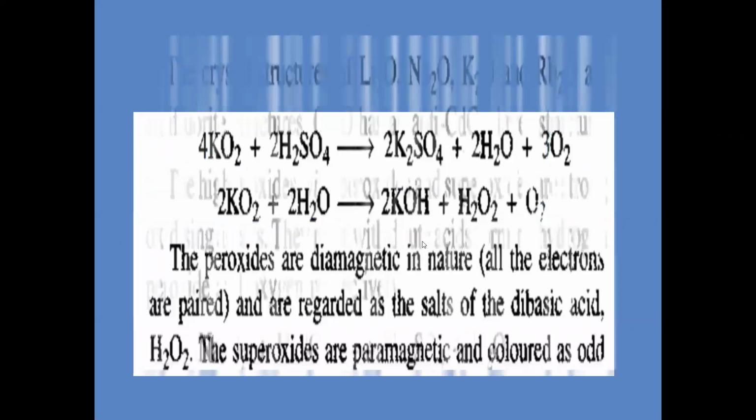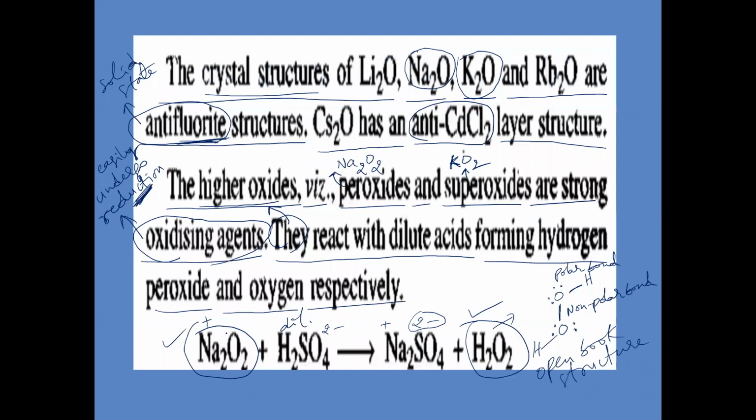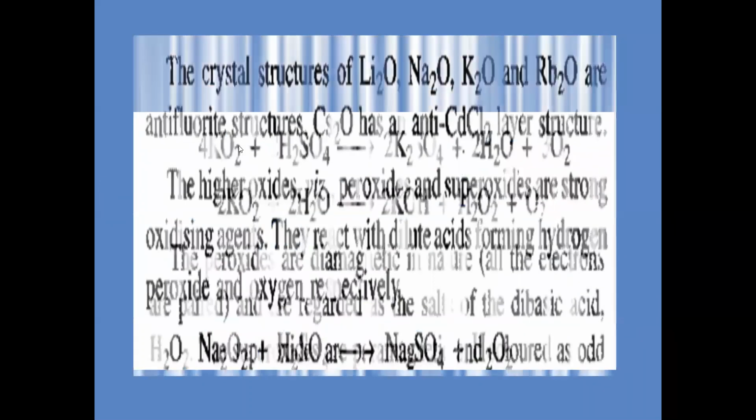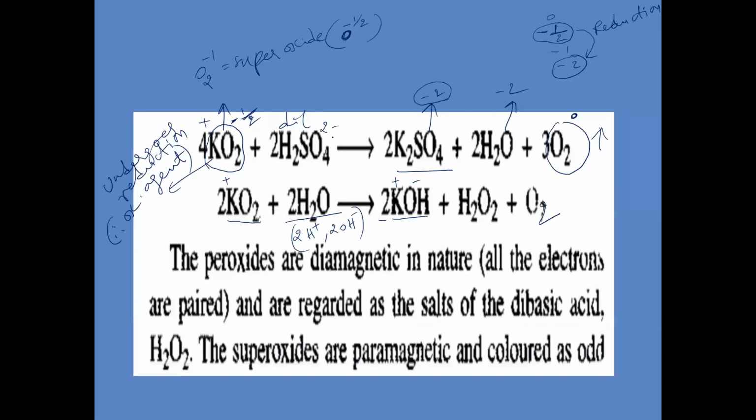So what we have to understand is that sodium peroxide gives only H2O2, and potassium superoxide gives only oxygen with dilute acid. But the same potassium superoxide with water gives H2O2 as well as O2 gas. This point we have to understand.